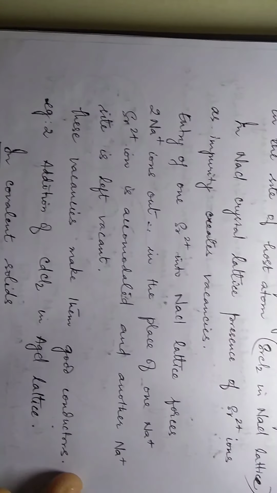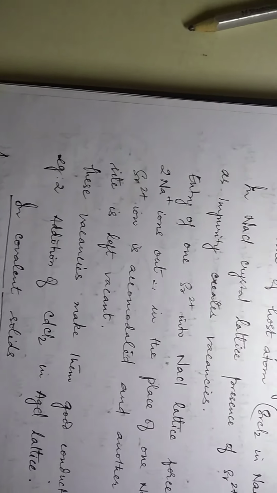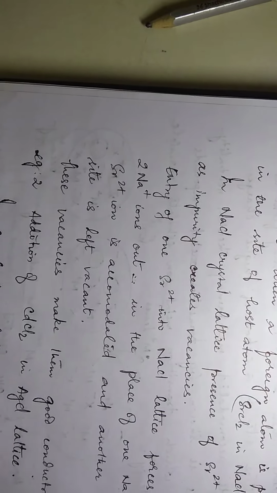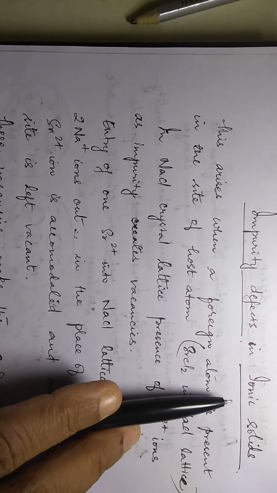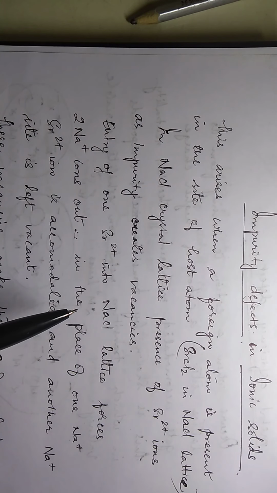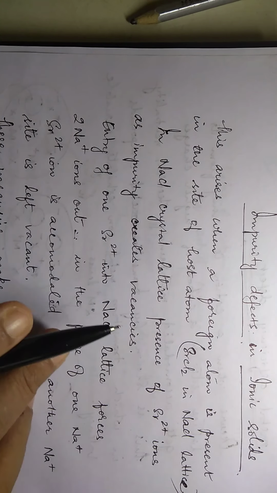Now we have impurity defects. Now these impurity defects can exist or can be shown in ionic solids as well as in covalent solids. When you want to explain it in ionic solids, how does it arise? It arises when a foreign atom is present in the site of the host atom.